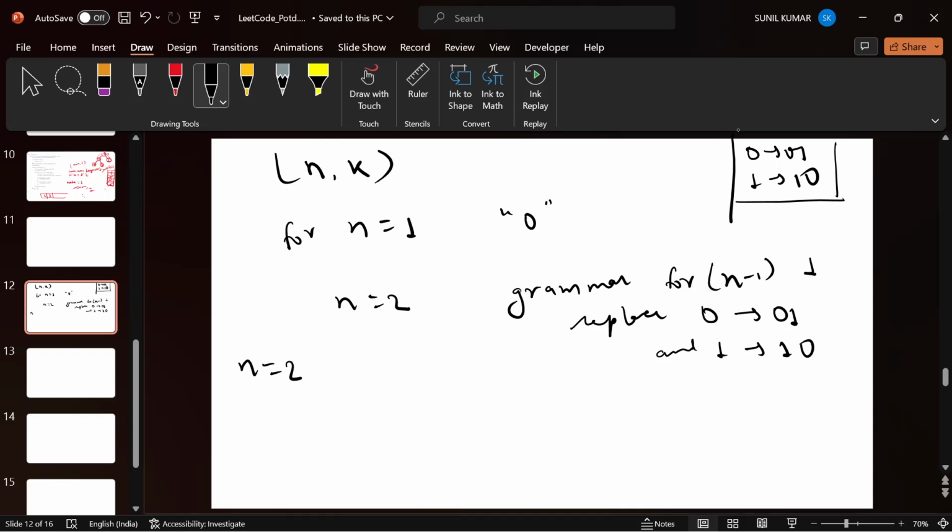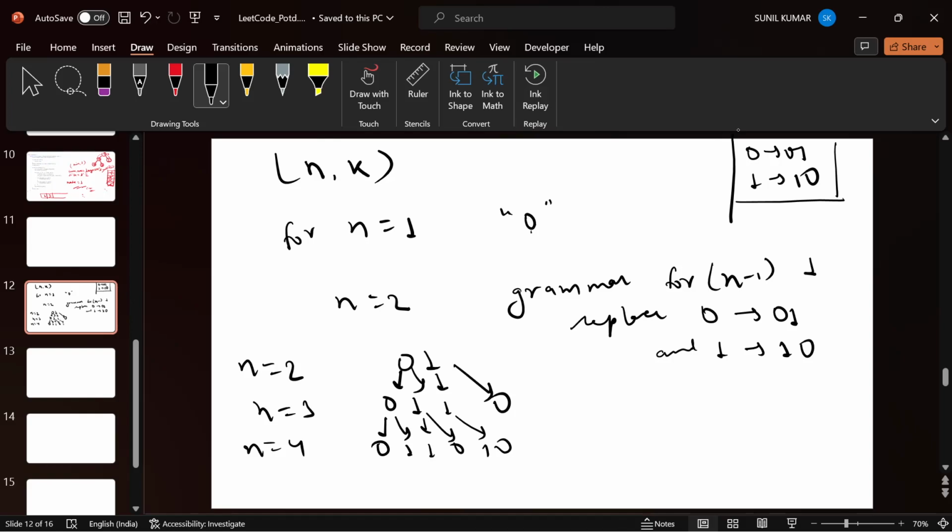For n equals 2, what will we do? For n equals 1, we have 0. We need to replace 0 with 0 1. For n equals 3, what do we need to do? Replace this 0 with 0 1 and replace this 1 with 1 0. For n equals 4, we need to replace this 0 with 0 1, this 1 with 1 0, this 1 with 1 0, and this 0 with 0 1, and so on.